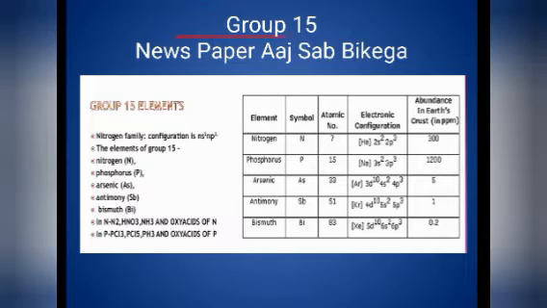So group number 15 is known as NEWSPAPER, "aaj sab bikega". Why is it known as that? Just think. We need to remember the name of the family first. NEWS: N for nitrogen, P for phosphorus, As for arsenic, Sb for antimony, and Bi for bismuth.